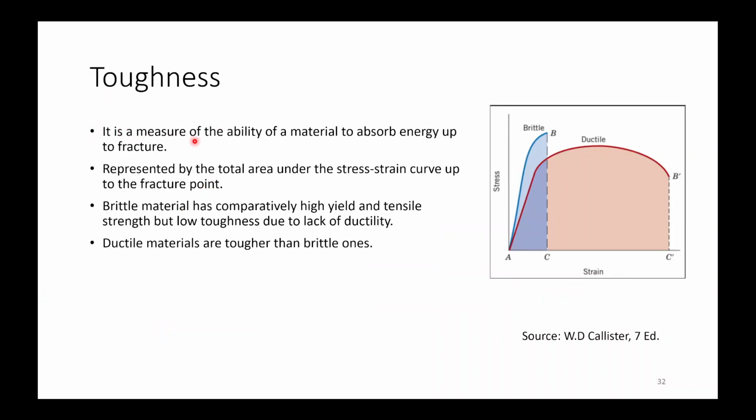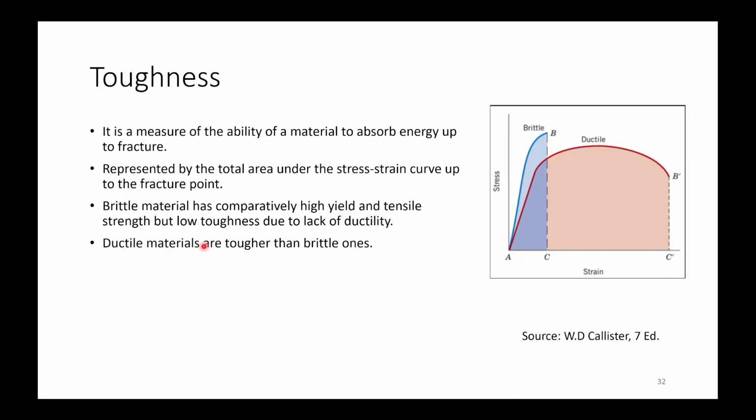Toughness is a measure of the ability of a material to absorb energy up to fracture. So the whole area is integrated under this stress strain curve up to fracture. It is represented by the total area under the stress strain curve up to the fracture point, and brittle material has comparatively high yield and tensile strength but low toughness due to lack of ductility. So brittle materials have less area. Ductile materials are tougher than brittle ones.